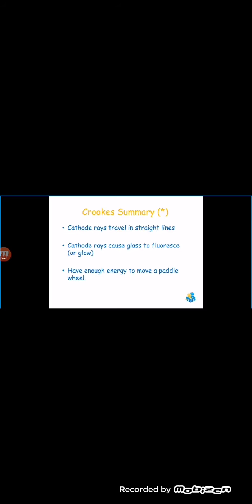So as I've said, the paddle wheel travelled down the tube away from the cathode. The wheel always turned away from the cathode, showing the movement came from cathode rays. So this slide is a good summary of what we've learned from Crookes. Crookes discovered cathode rays. He said they travelled in straight lines. They cause glass to fluoresce or glow a green colour, and they have enough energy to move a paddle wheel.